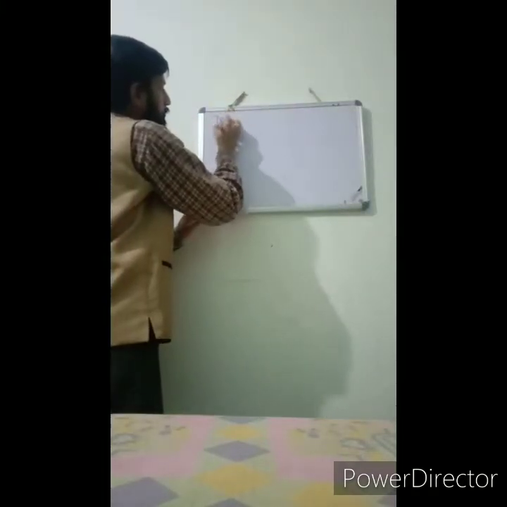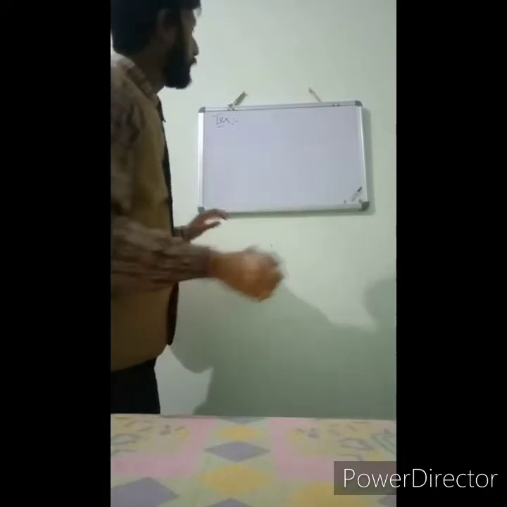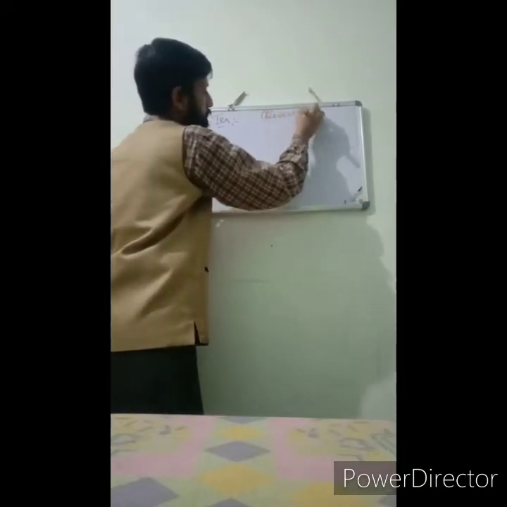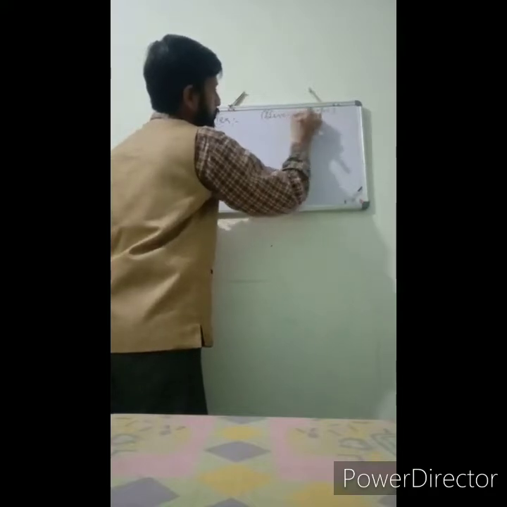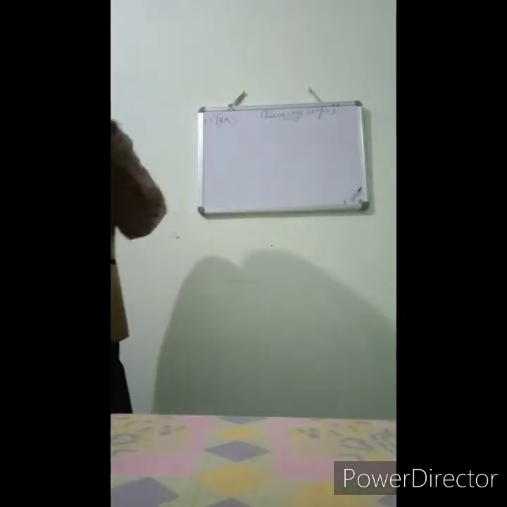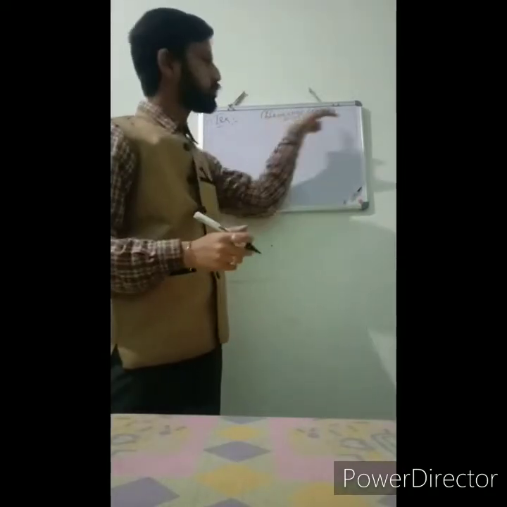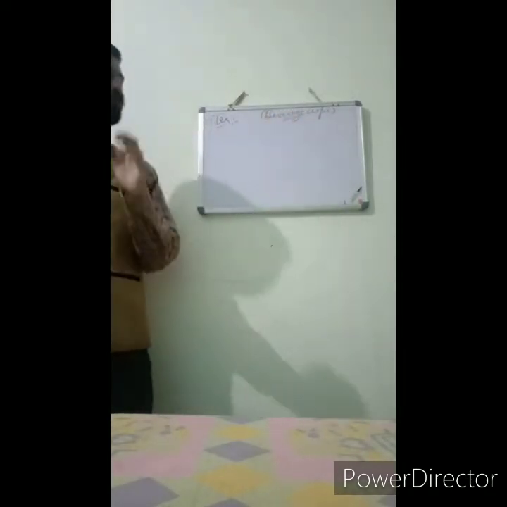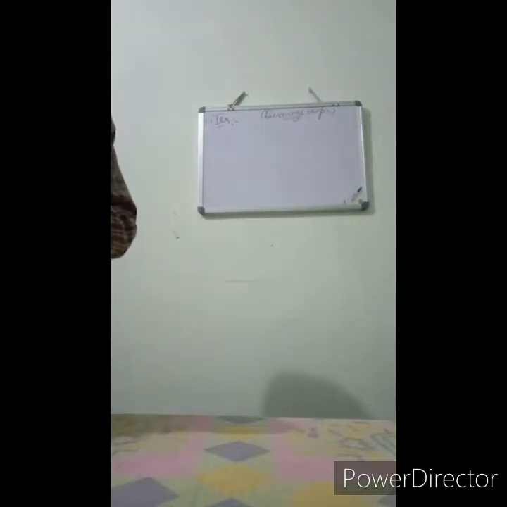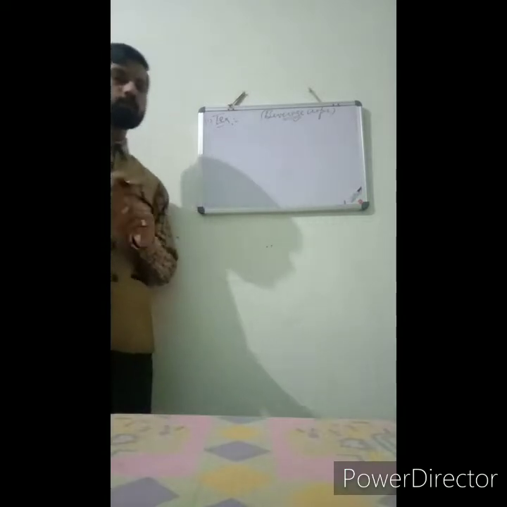Next example is, bachcho, tea. Here is the example of beverage crops. In beverage crops, we are first taking the example of tea. Now write down the question. What are beverage crops? Please write down the question. What are beverage crops? Write down the answer also.